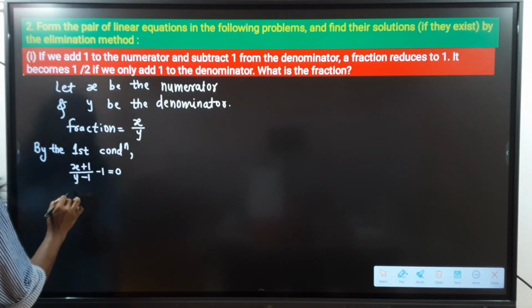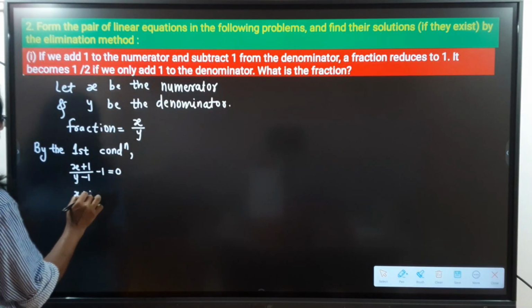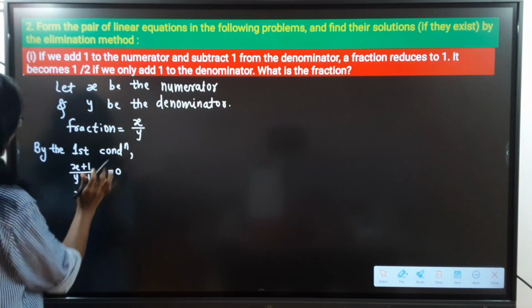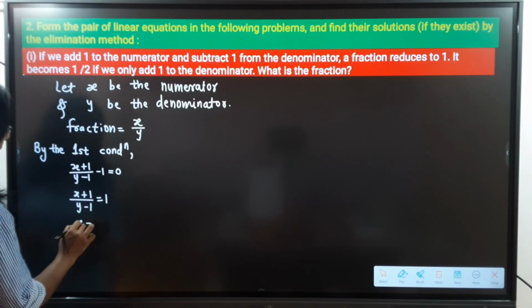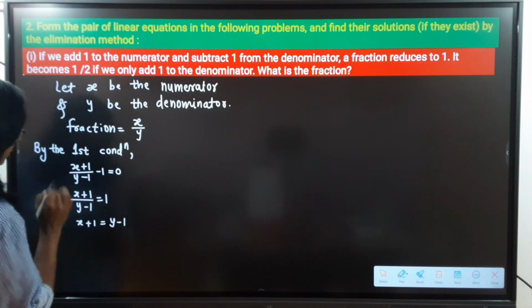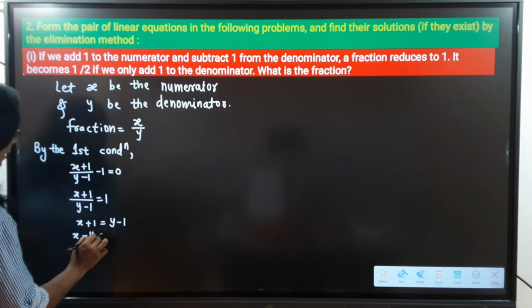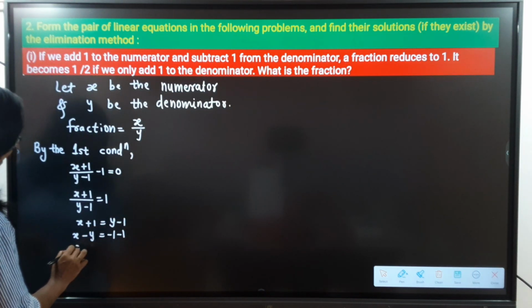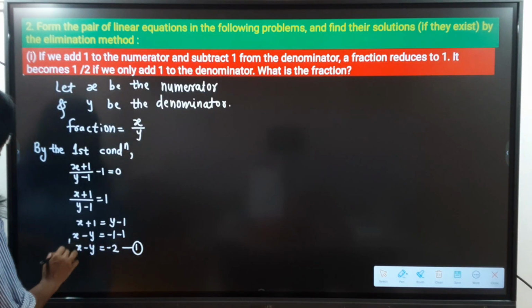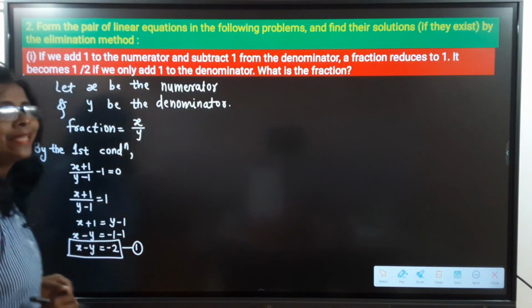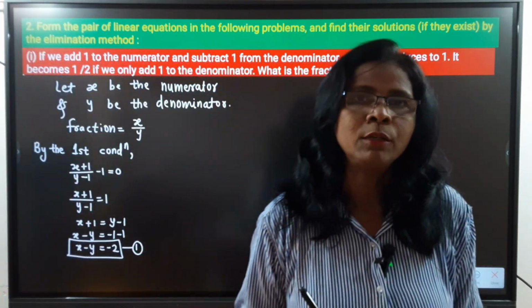And that means here students that we get x plus 1 upon y minus 1 is equal to 1. And that means here x plus 1 is equal to y minus 1. That means here students x minus y is equal to minus 2. So now here from this first condition we have the first equation, and that equation is students x minus y is equal to minus 2.